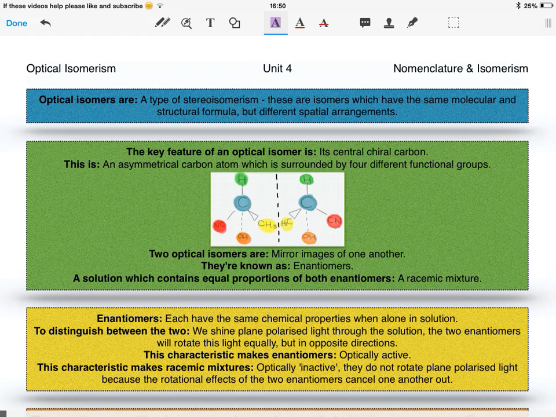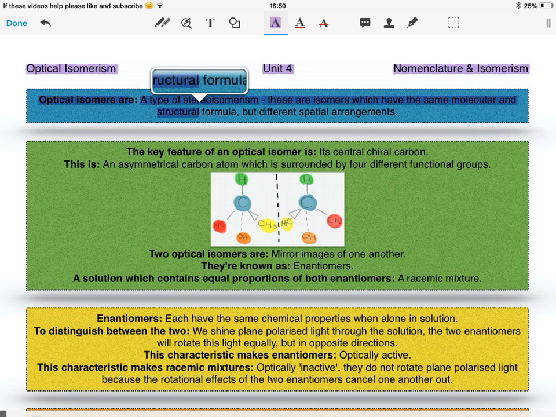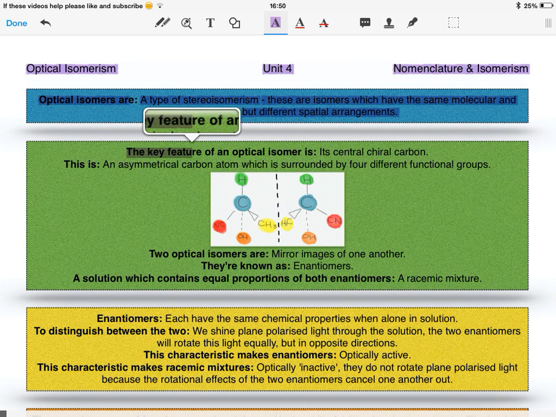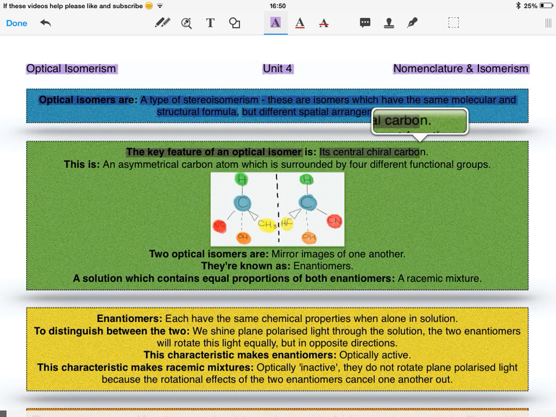This video is going to be on the nomenclature and isomerism, in particular the optical isomerism, and this is part of your Unit 4 specification. So optical isomers are a type of stereoisomerism, and these are isomers which have the same molecular and structural formula but different spatial arrangements. The key feature of an optical isomer is its central chiral carbon.